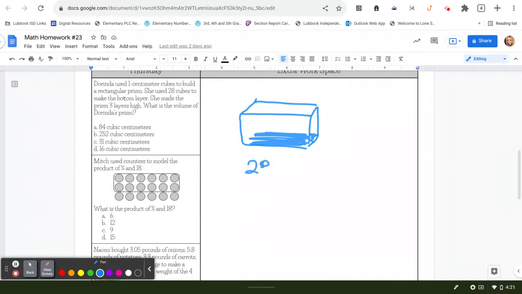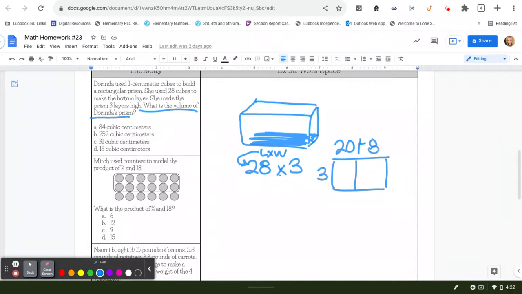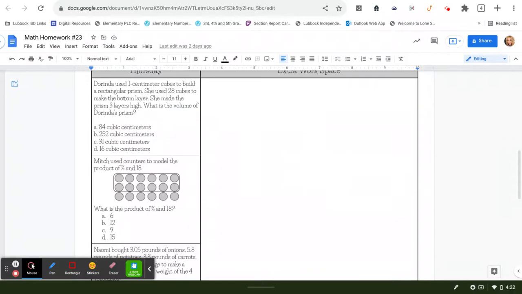So she did the area of the base. So we're looking for volume here, sorry. And she did the area of the base, that's our length times width, right? Right here. So area of the base times the height, which is 3. So you need to do 28 times 3. If you need that in an area model, you may do 20 plus 8 times 3. Next.